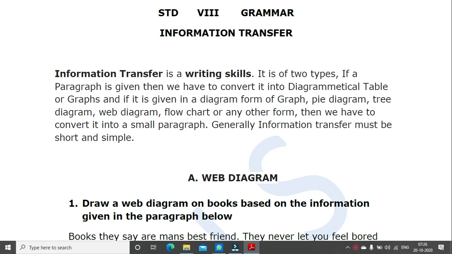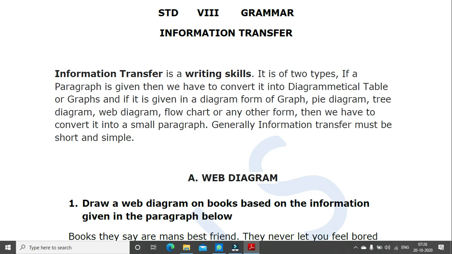It is of two types. If a paragraph is given, then we have to convert it into a diagrammatical table or graph. Here it means it is from the verbal to the non-verbal or the non-verbal to the verbal form. Verbal form would be something in the form of a paragraph which you can read in words, just as I am doing now. Like you're reading a story, you're reading a poem, that is your verbal form.